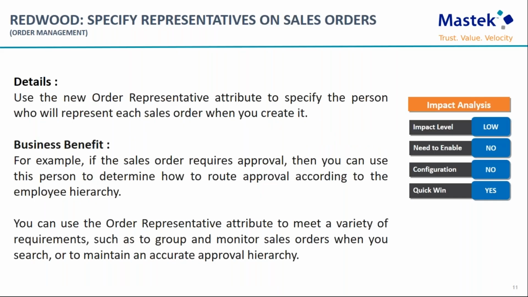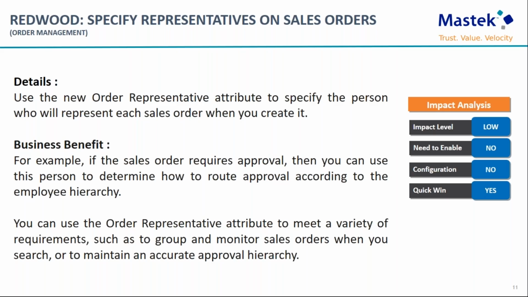The next feature is specify representatives on sales orders. This is also a Redwood feature in order management. Using this feature, we can use the order representative attribute to specify the person who will represent each sales order when we create it. For example, if the sales order requires approval, then we can use this person to determine how to route approval according to the employee hierarchy.